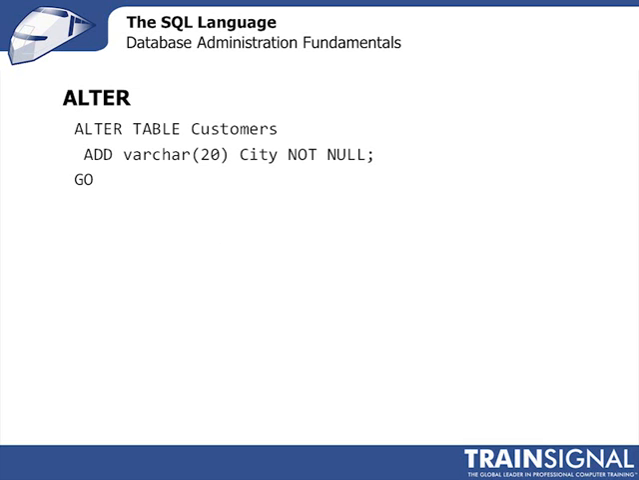Here's an example of the alter command where we're changing the customers table. Here we're adding a varchar20, so maximum of 20 characters field, named city, which is also not null. Drop is used to drop entire objects, not just columns. So here we're deleting everything from customers and then dropping the customers table entirely.